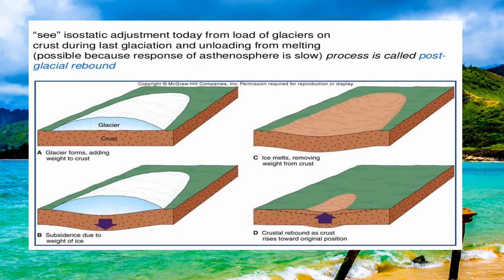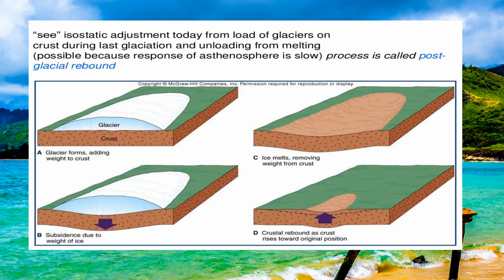Isostatic adjustment today from the load of glaciers on the crust during the last glaciation and unloading from melting is called post-glacial rebound. The diagram below explains the process of post-glacial rebound.